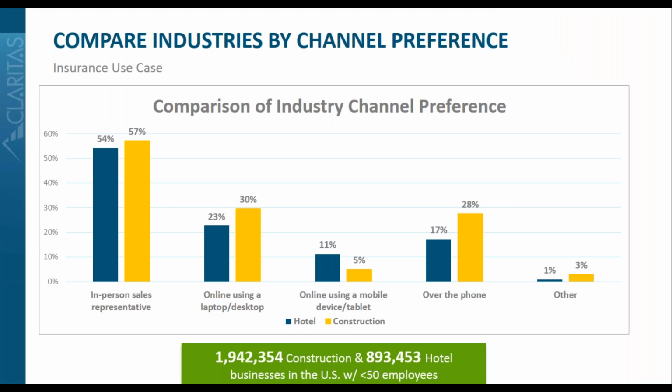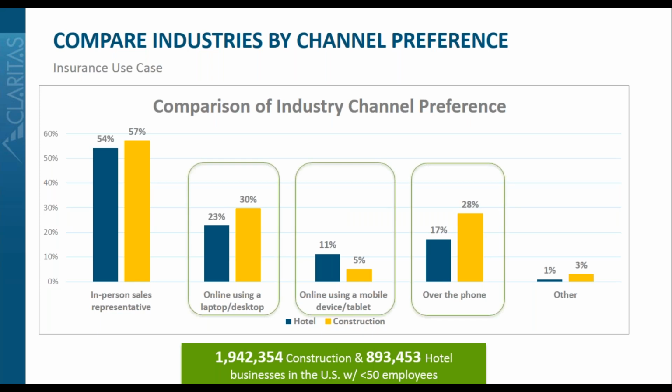So here's a quick bar chart for comparing these different industries by channel preference. Blue represents hotel and yellow is construction. You'll see for in-person, they're pretty similar. But as you drop over to the middle of the slide, you'll start to see the different percentages. Over the phone is probably the biggest difference here. Construction is cool with that.